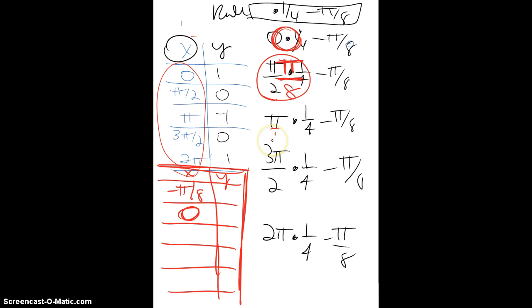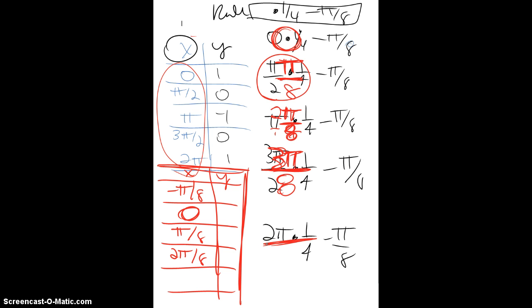Again, when you multiply fractions, that's pi over 4. So I get pi over 4. The problem is I need a common denominator, so I'm going to double and double. So 2 pi over 8 minus that is pi over 8. Here, when I multiply straight across, I get 3 pi over 8. So 3 pi over 8 minus pi over 8 is 2 pi over 8. And again, you can reduce that to pi over 4 if you feel like it.